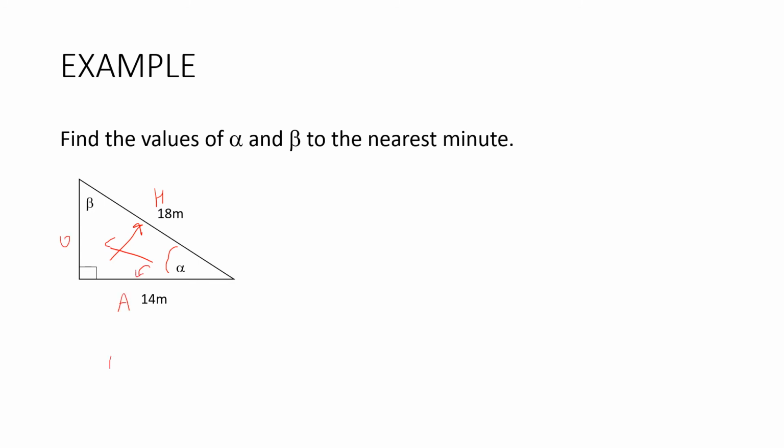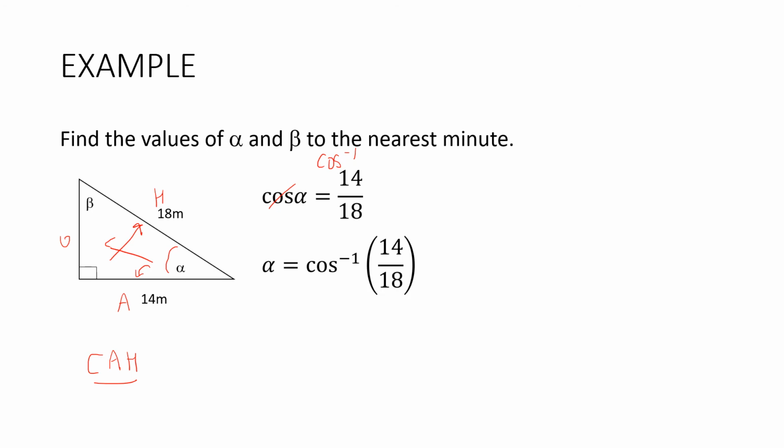We have got A and H, which is SOH, CAH, TOA, it's cos. Cos alpha is equal to 14 over 18. Take our cos over the other side, becomes inverse cos. Alpha is equal to inverse cos of 14 over 18. We've been asked to the nearest minute, so when you get the readout, press the degrees, minutes, seconds button, and to the nearest minute, we've got 38 degrees, 57 minutes.